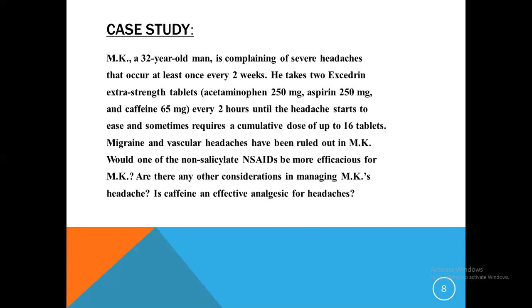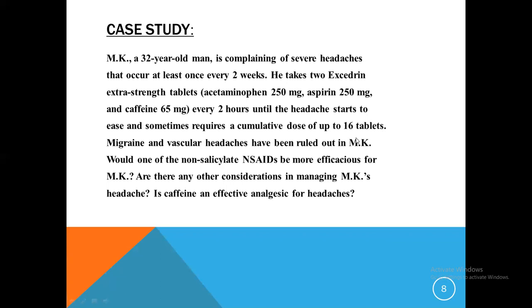Now, coming towards our case, MK, a 32-year-old man, is complaining of severe headaches that occur at least once every 2 weeks. He takes two Excedrin Extra Strength tablets, which is a combination of acetaminophen 250 mg, aspirin 250 mg, and caffeine 65 milligrams, every 2 hours until the headache starts to ease, and sometimes requires a cumulative dose of up to 16 tablets, which is not a recommended dose.